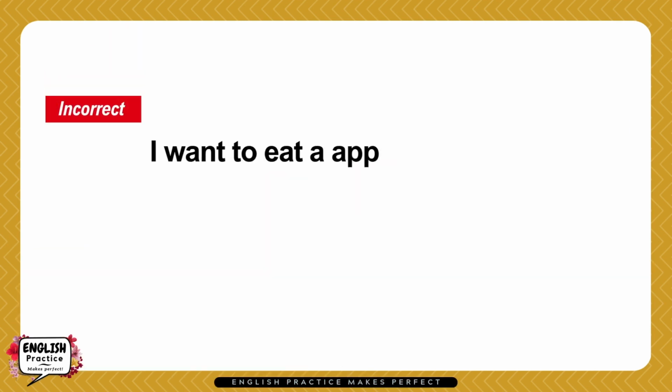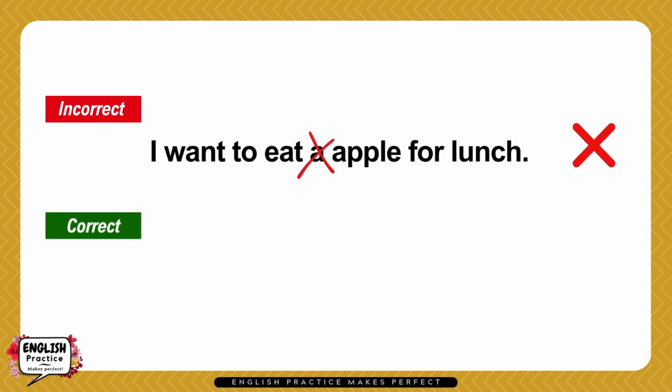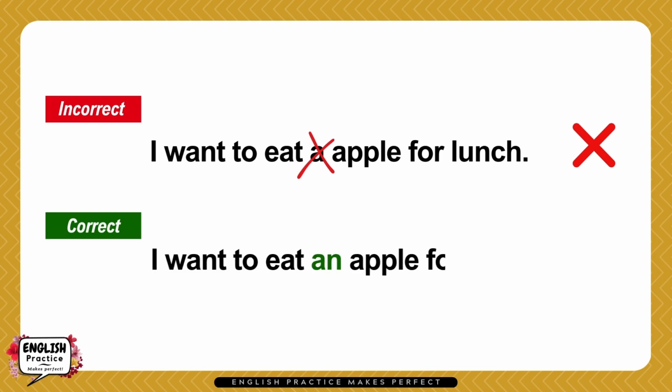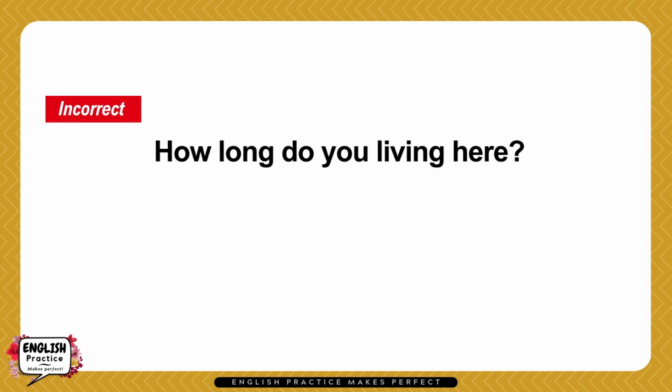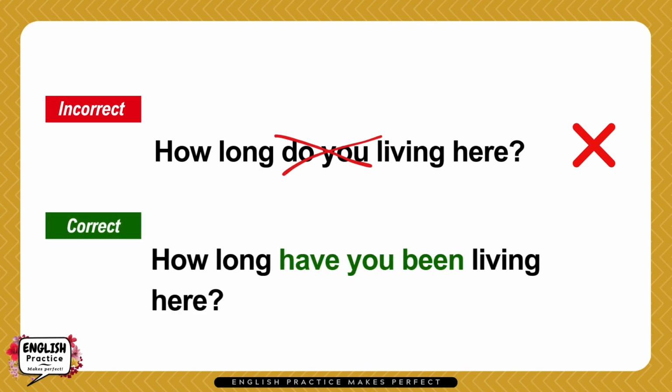Incorrect. I want to eat an apple for lunch. Correct. I want to eat an apple for lunch. Incorrect. How long do you living here? Correct. How long have you been living here?